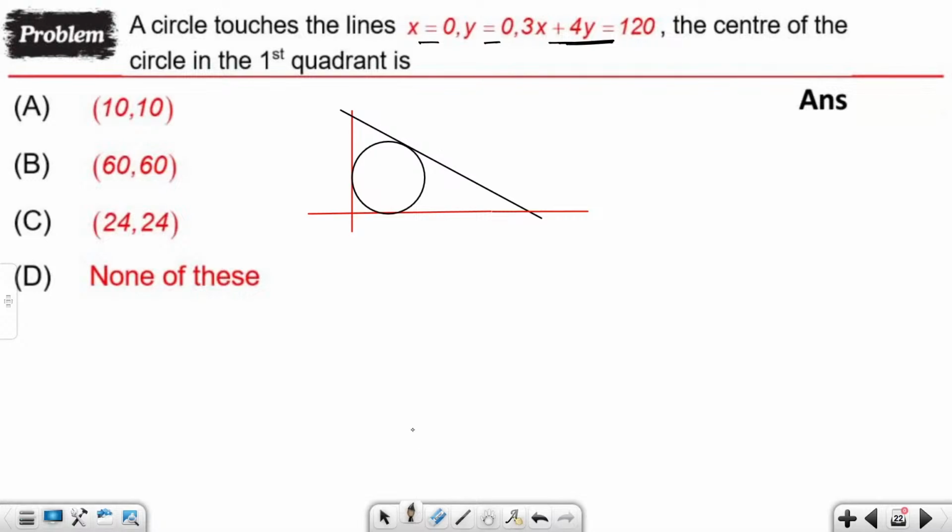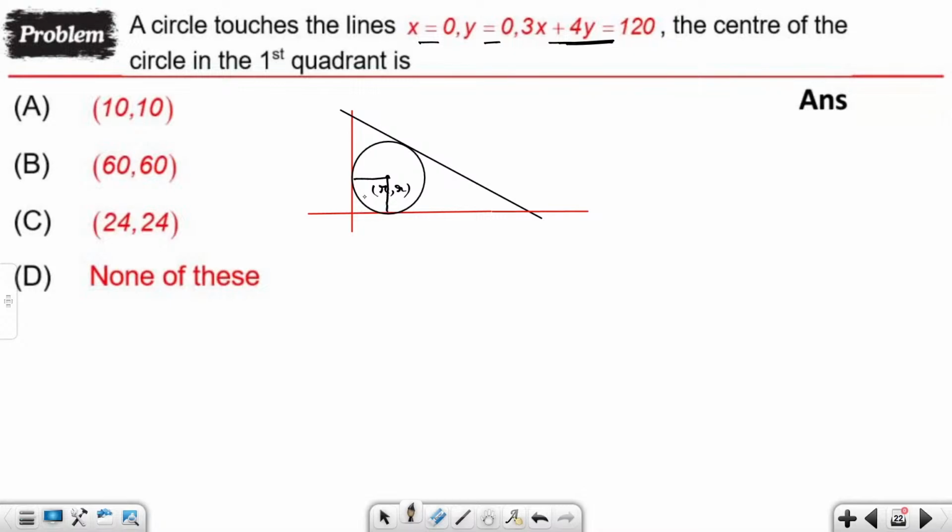So now you see, you have to find out the center of this circle. Okay. Now, as it is touching both the x and y axis, let us say the center is r comma r. If the center is r comma r, then its radius is also r. As it is touching both the x and y axis, it means the radius will be nothing but r.